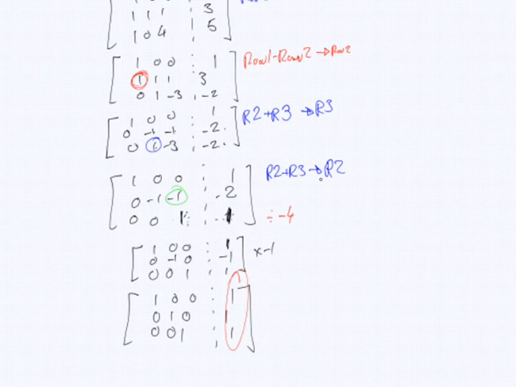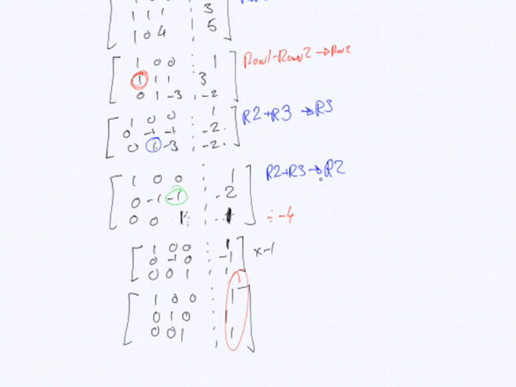Okay, what should I do next? I think I'll try and get rid of this 1. So I'll do row 2 minus row 3 and put the answer on, which one? Row 2 or 3, do you think? Yeah, 3. So let's do that.